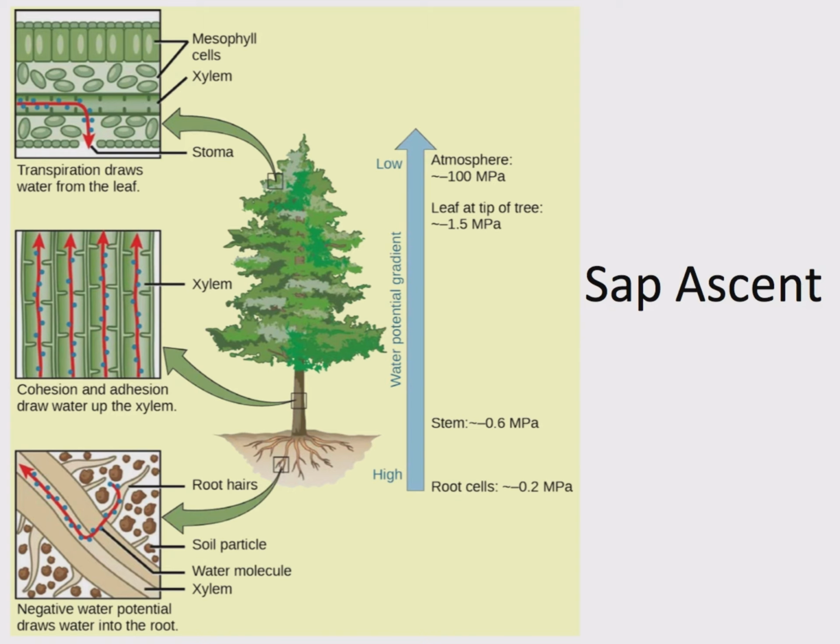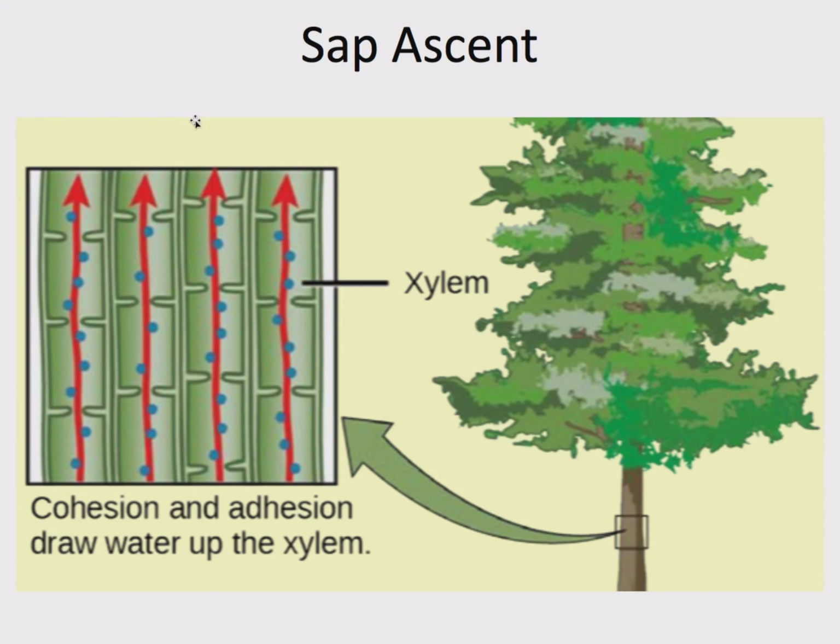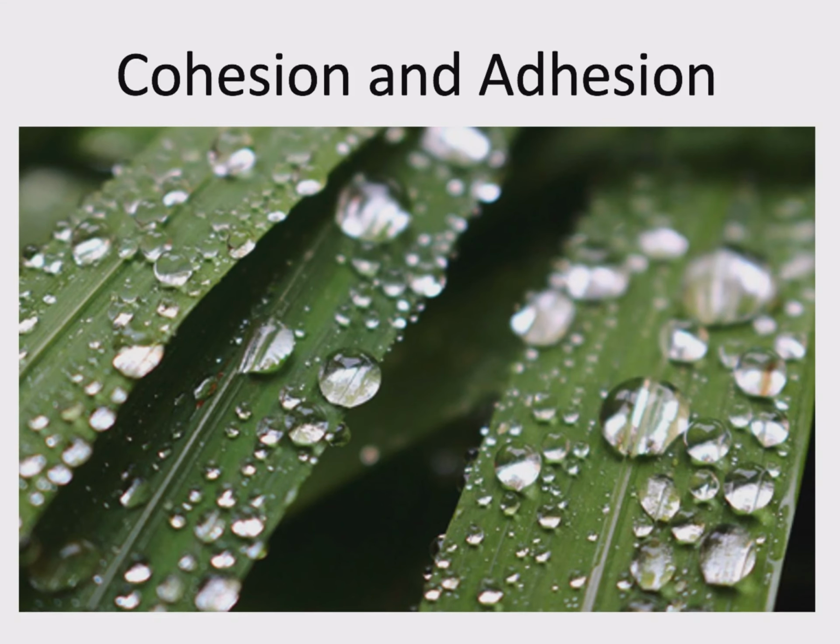So this is from the roots to the stems. If we zoom in here, this process is going to involve, as this says, cohesion and adhesion. You might remember this from BISC130, cohesion and adhesion. These are both defined in the key terms. Cohesion is the tendency of water to stick to itself. Adhesion is the tendency of water to stick to other things.